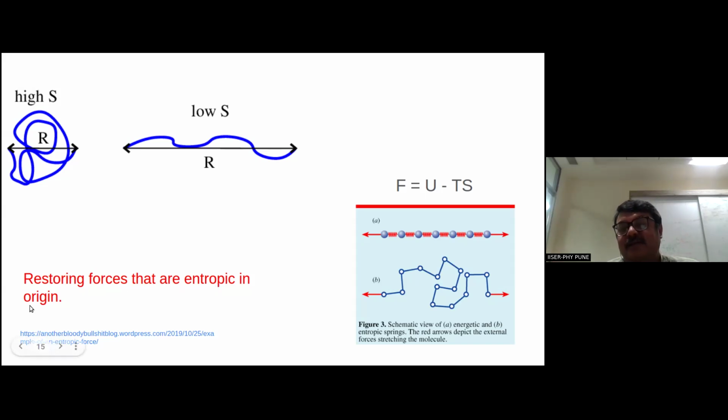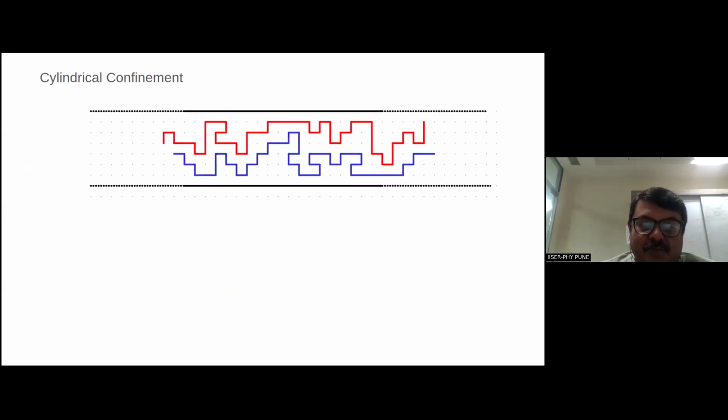And for any material whose Young's modulus increases on increase of temperature, you could guess that the underlying, dominant forces compared to U are more entropic in origin. If it's energetic in origin, its Young's modulus or elastic modulus will decrease on increase of temperature. So that's another important, some understanding of entropy.